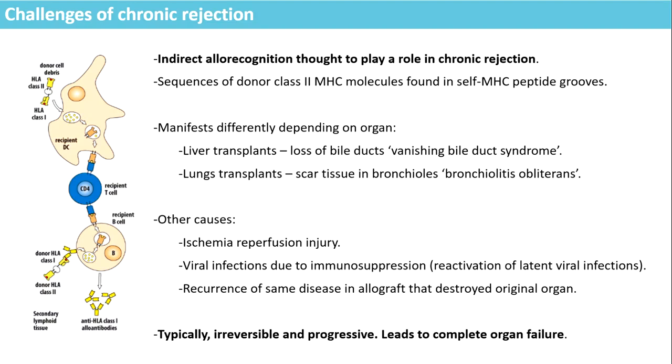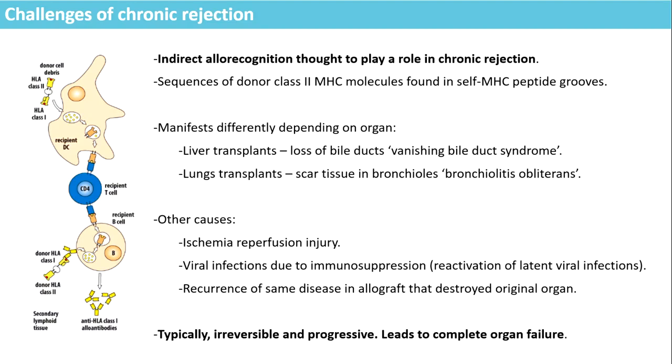For instance, in liver transplants we get loss of bile ducts, whereas in lung transplants we may well get scar tissue, particularly in the bronchioles. But there are also other causes that we need to be aware of. With immunosuppression, you're suppressing the immune system, and that may allow latent viral infections to reoccur and reactivate, and that can have an effect as well. So that's something we need to be aware of.